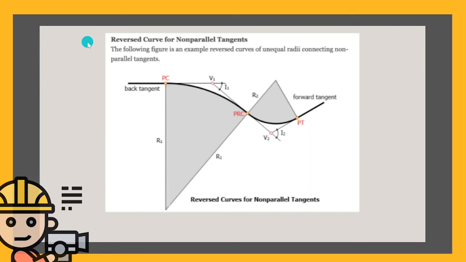What we have here is a reverse curve for non-parallel tangents. The following figure below shows an example of a reverse curve of unequal radii connecting non-parallel tangents. So these two tangent lines are non-parallel because they do not have the same direction.